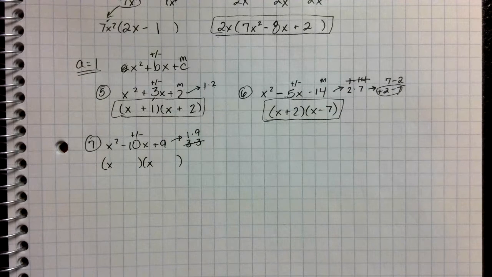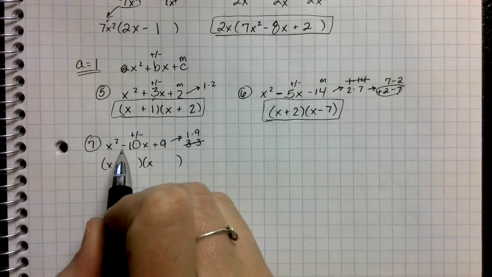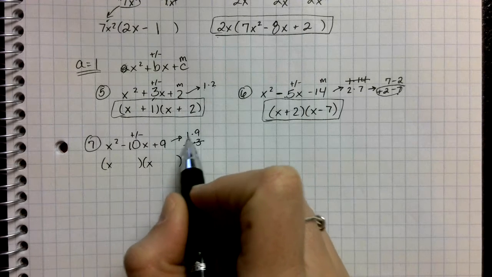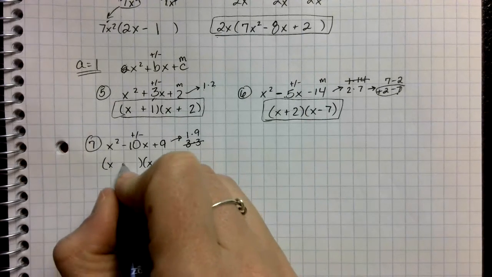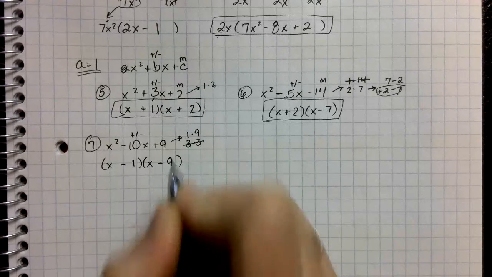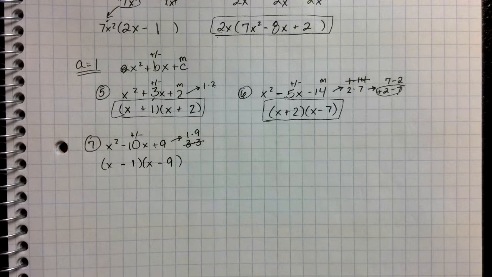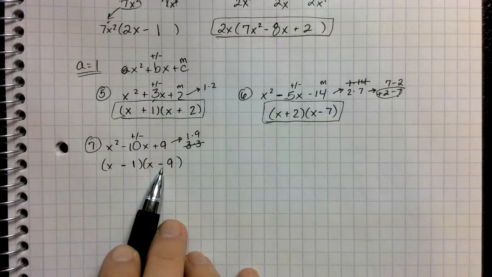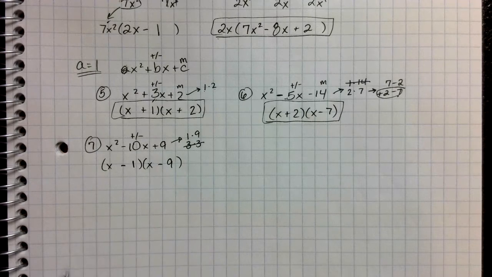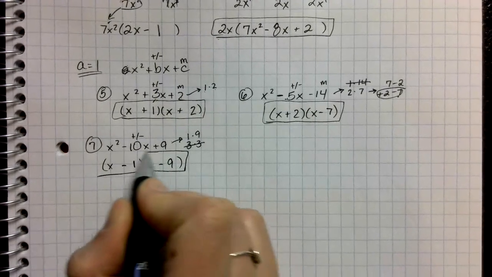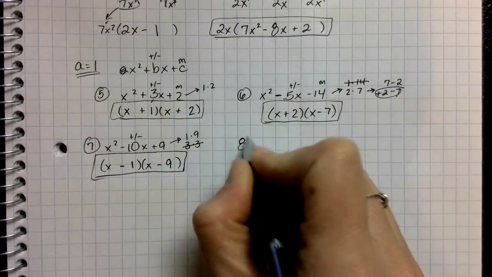The thing we have to be careful about here is our signs. So in order to get a negative 10, that means both of these have to be negative. Because if we do negative 1 plus negative 9, that adds up to negative 10. But negative 1 times negative 9 gives us a positive. So just be mindful of your signs.